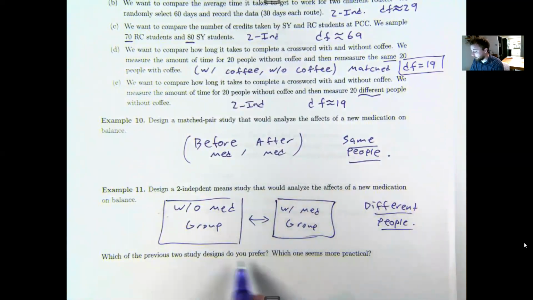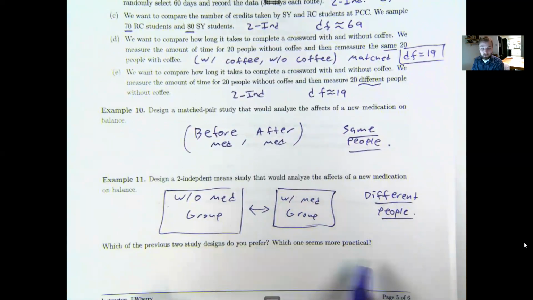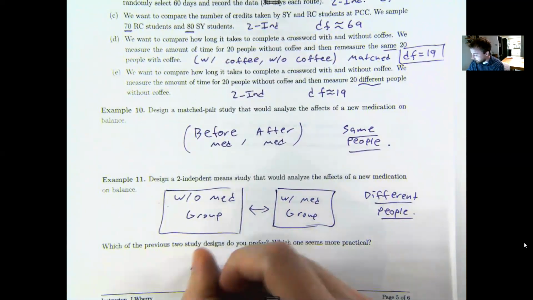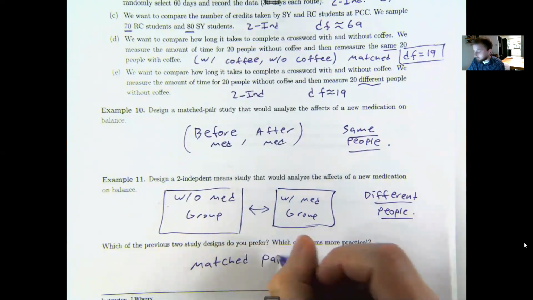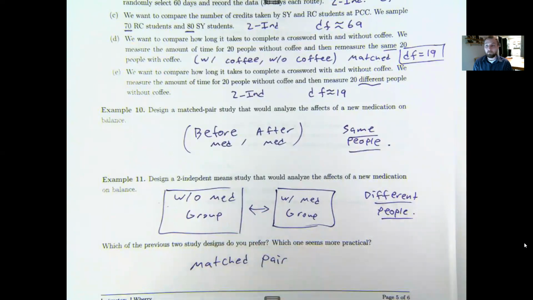Which of the previous two study designs do you prefer? Which one seems more practical? Well, for me, I think that I prefer the matched pair, because maybe there's something about the balance of the person to begin with. They might just be really, really good at balancing, and I would want to know more about what the difference in their balance was instead of looking at their individual value.